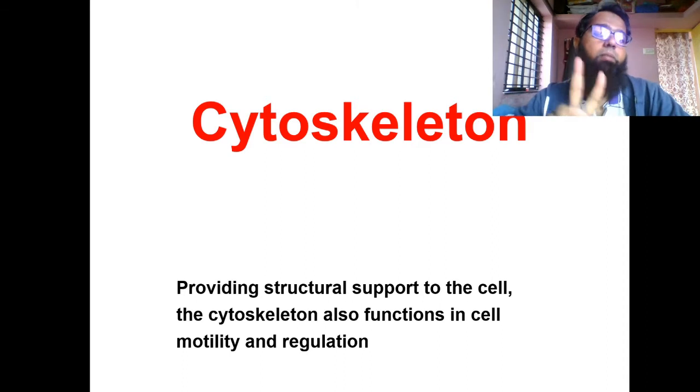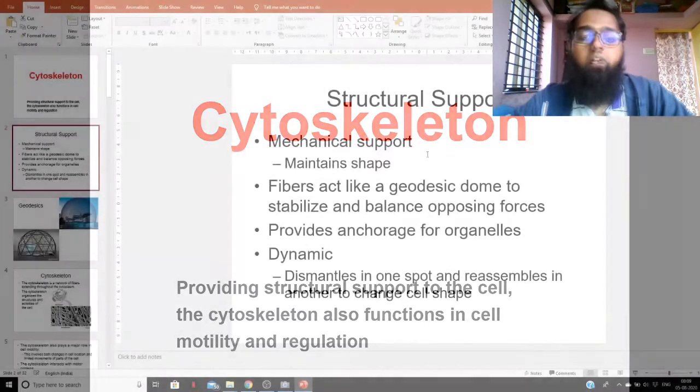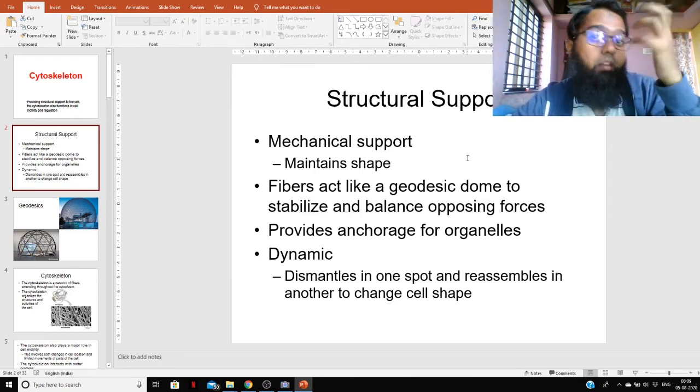So there are two basic parts in the definition here. First of all, the cytoskeleton provides structural support to the cell. Then the next part is, as I have already said in the slide, structural support. First of all, how is the structural support given by the cytoskeleton to the animal cell? Structural support is given first of all by mechanical support. In that, the first thing we are going to discuss is the mechanical support.